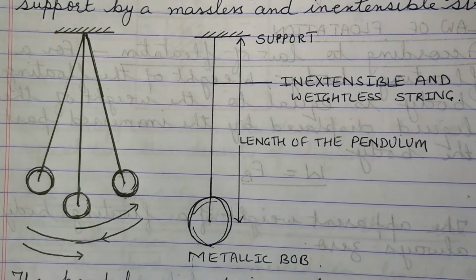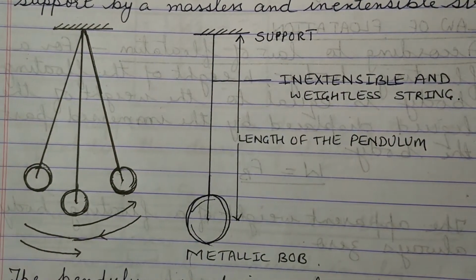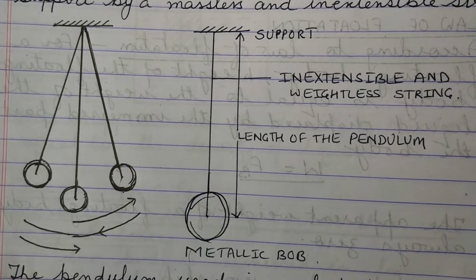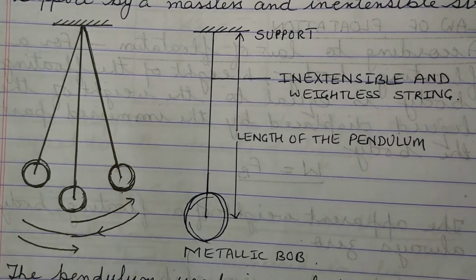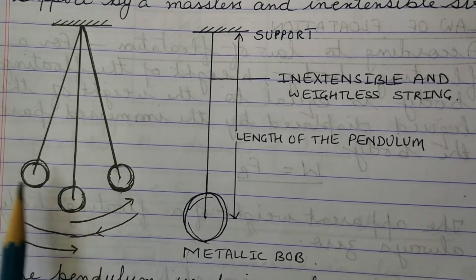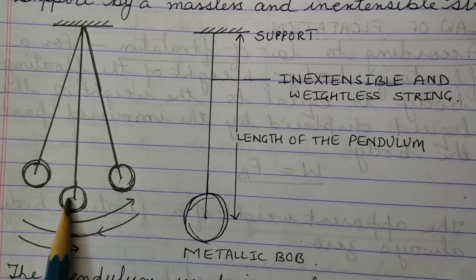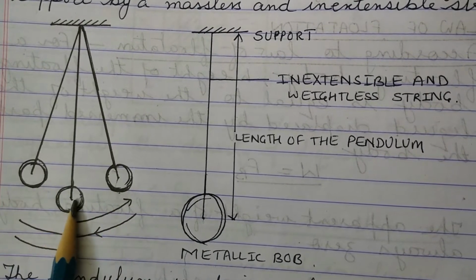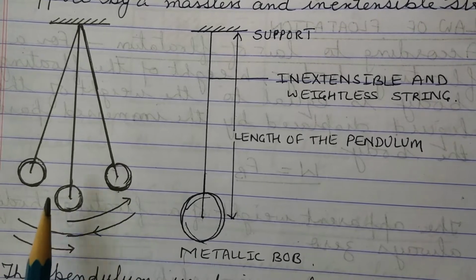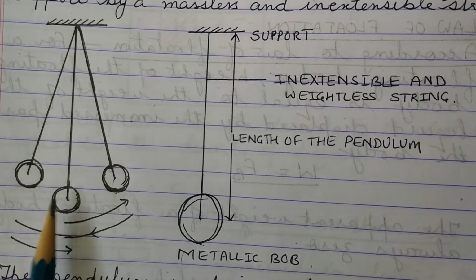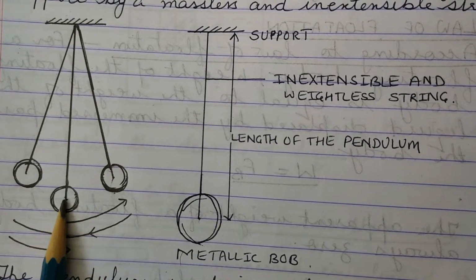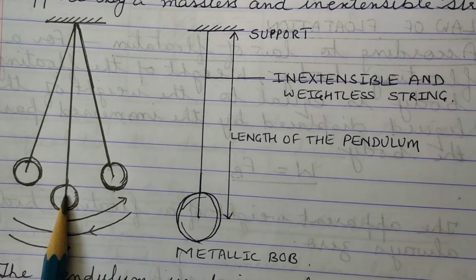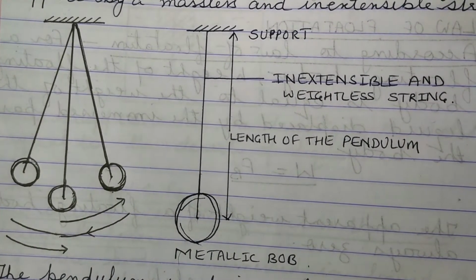So to explain various terms, we can say one by one. Let's have oscillation. One to and fro motion. That means the bob is moving on either side of the mean position. This is the mean position. One to and fro motion of the bob is known as oscillation.